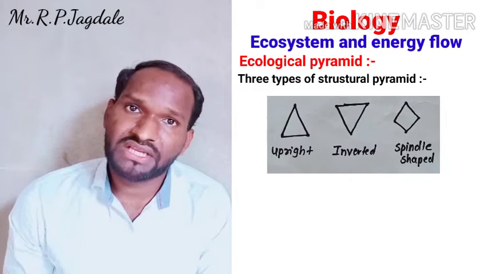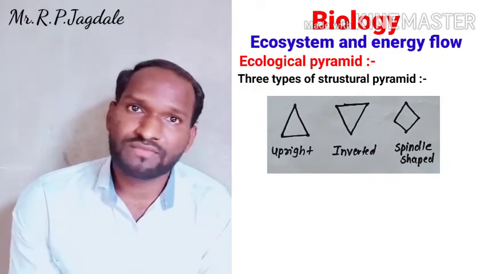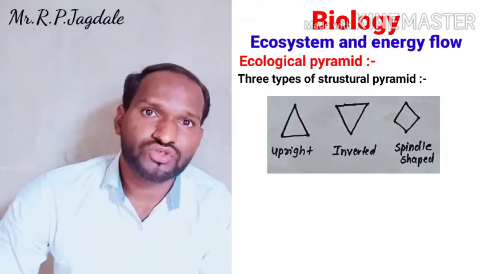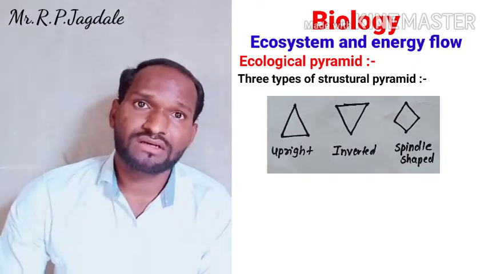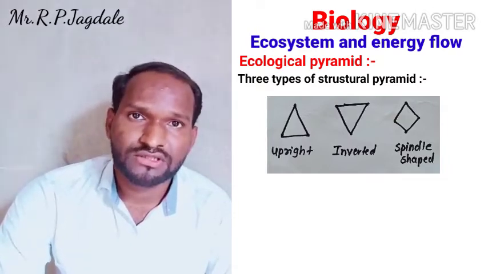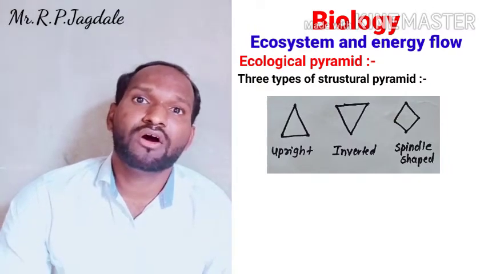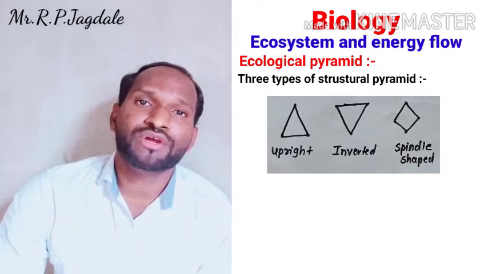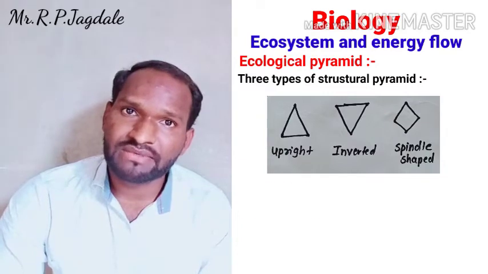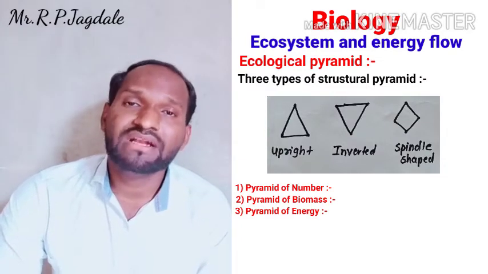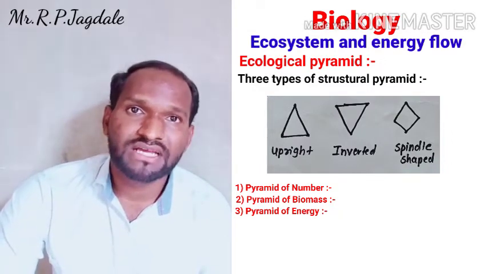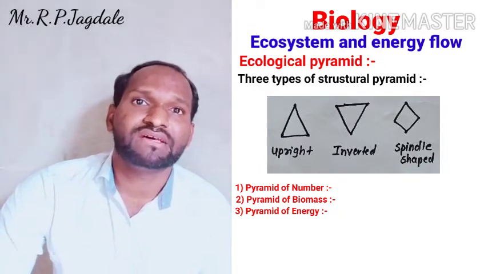So out of these three structures, any one structure we can see in an ecosystem. There are mainly three types of ecological pyramids we are going to see. What are the three ecological pyramids? First, pyramid of number. Second, pyramid of biomass, and third, pyramid of energy.